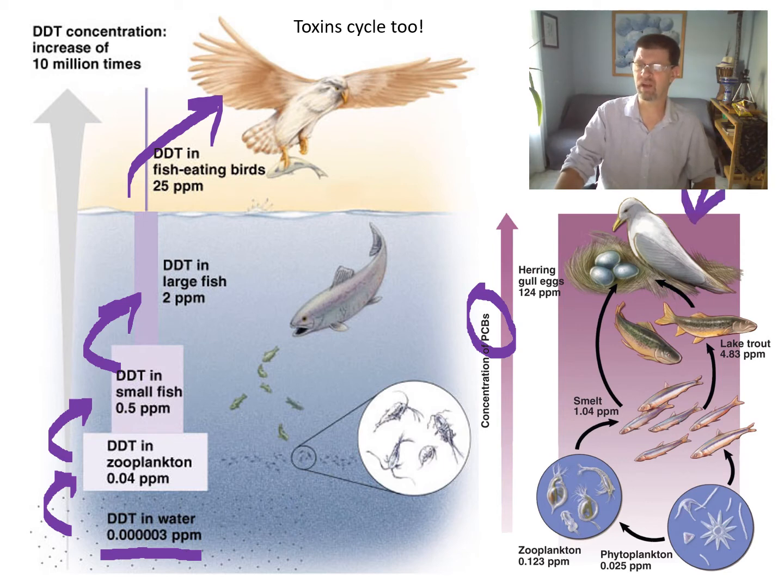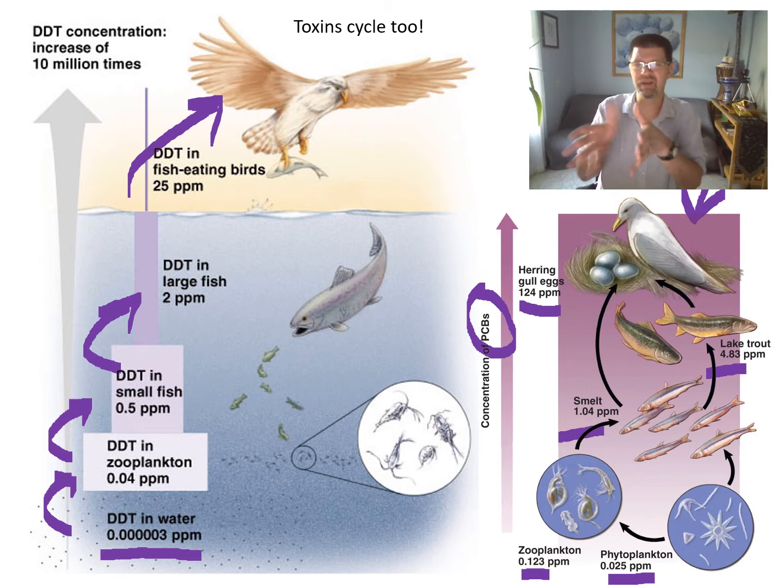So we start in the water. Actually, they're not giving us the water, but they are starting us out with the phytoplankton, 0.025, 0.123 in the zooplankton, 1.4 in the small fish, 4.83 in the larger fish, and then 124 parts per million in the eggs of the herring gull. And this is important that they're showing birds, because it has a lot to do with how we ended up getting away from using these kinds of biomagnification chemicals.